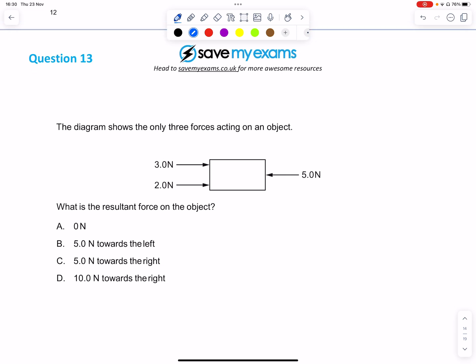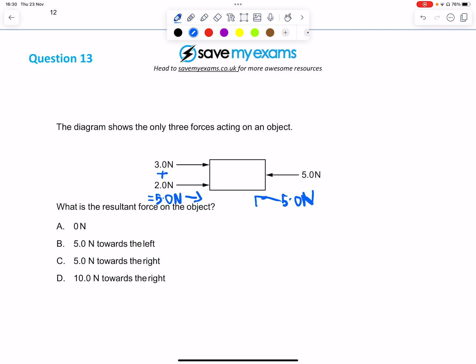Okay. So next up, you got question number 13. The diagram shows only three forces acting on the object. What is the resultant force? So this is a relatively easy question. You add these two forces, you get a total force of 500 newtons acting towards the right, and you've got a force of 5.0 newtons acting towards the left.